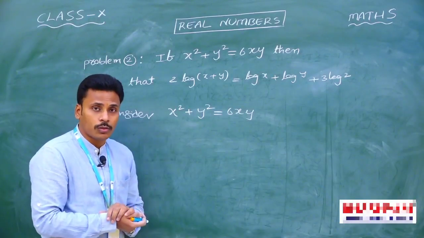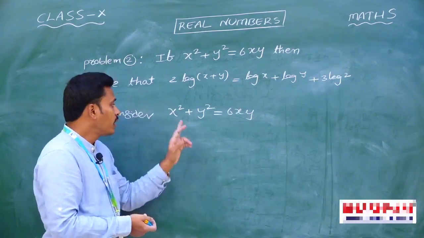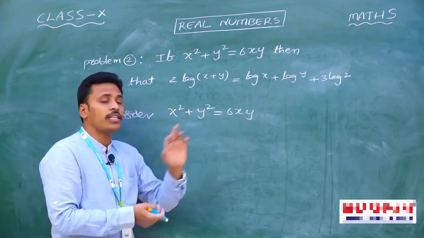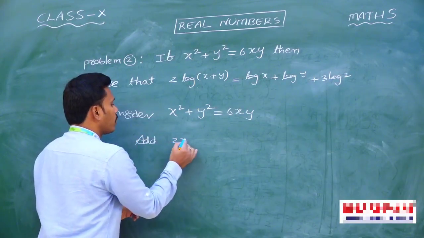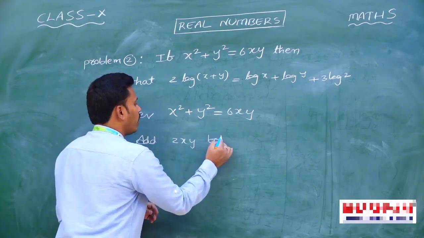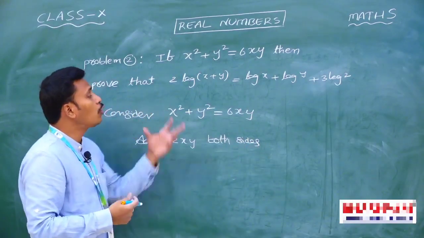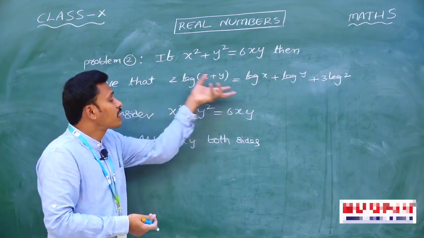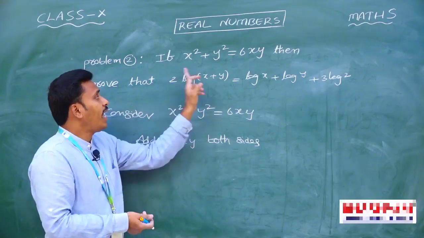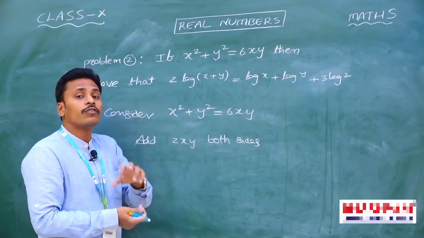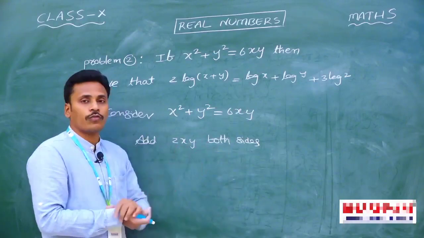See, (x plus y) whole square is x square plus y square plus 2xy, right? And since we have x square plus y square is equal to 6xy, add 2xy on both sides. Why are we adding 2xy? For that you need to make a plan by analyzing this statement, what we need to prove. In the left side of this statement, (x plus y) whole square is involved. For that, you need to make (x plus y) whole square here, so add 2xy on both sides.